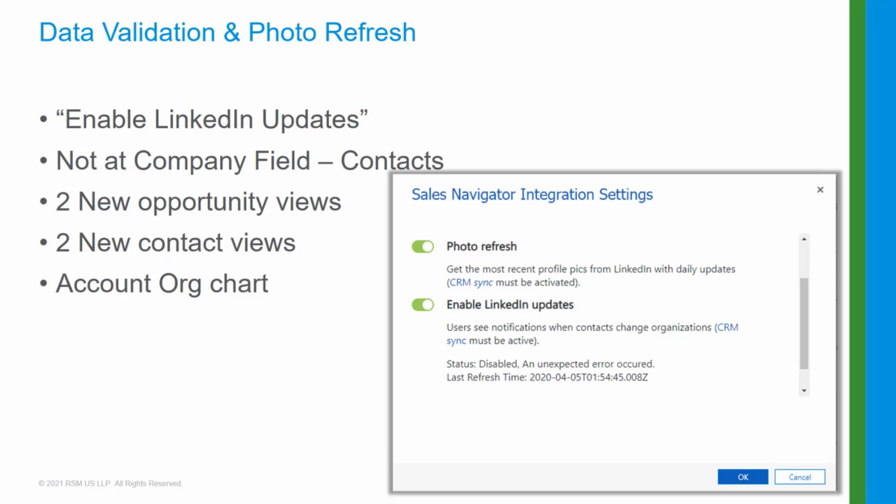Now, keep in mind that this validation only happens for contacts that are related to accounts and opportunities, and regular contacts that are owned by Sales Navigator users and that have that CRM sync turned on as well. Again, keep in mind that these validation checks also occur every 24 hours. So if somebody leaves today, you're not going to see that in Dynamics 365 until about 24 hours after the fact. So keep that in mind.